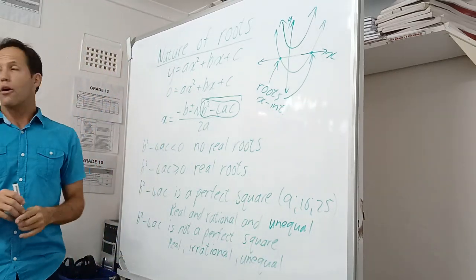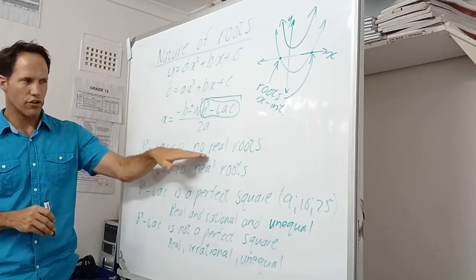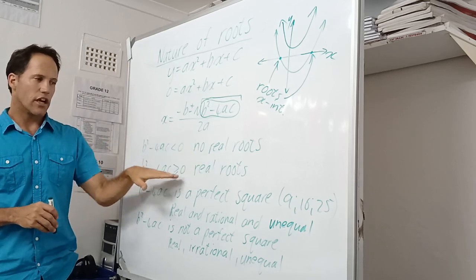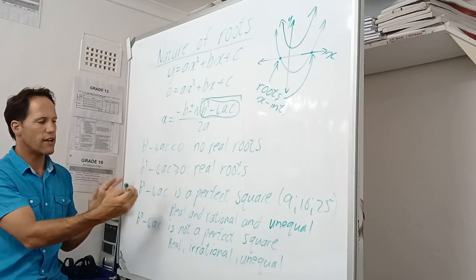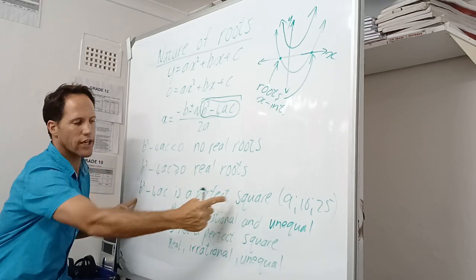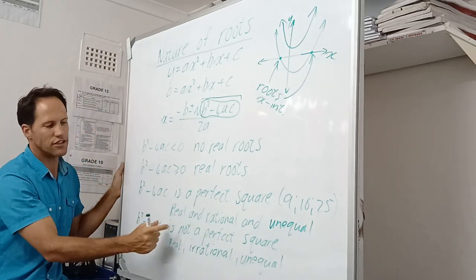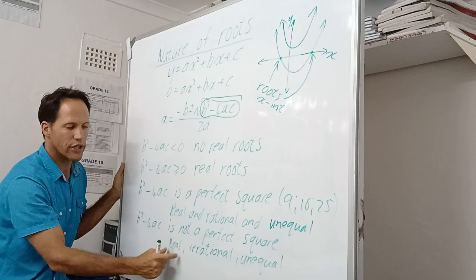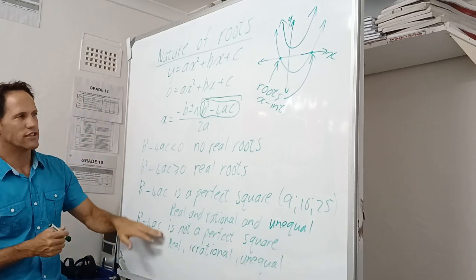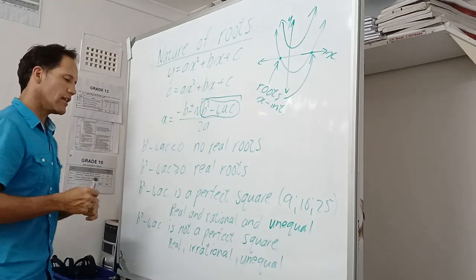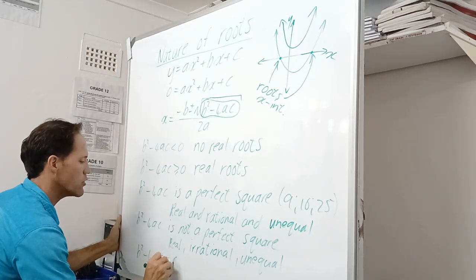And then the last option is, so these are the options. Smaller than 0, it's non-real. Bigger or equal to 0, it's real, but then what kind of real roots do you have? Okay? If it's a perfect square, then it's real, rational, and unequal. If b squared minus 4ac is not a perfect square, it's real, irrational, and unequal. And the last option is if b squared minus 4ac is equal to 0. Okay, that's the last one.